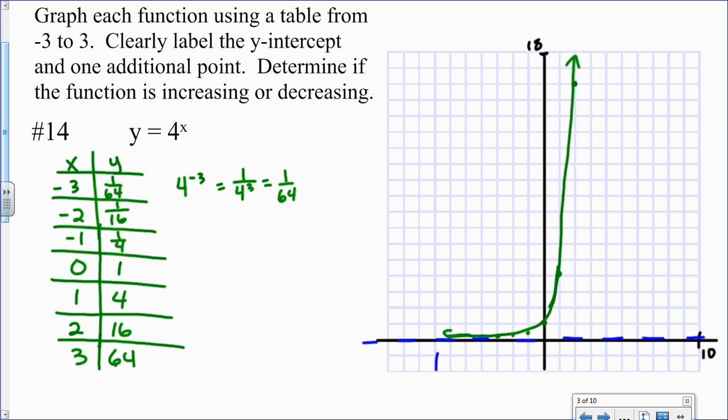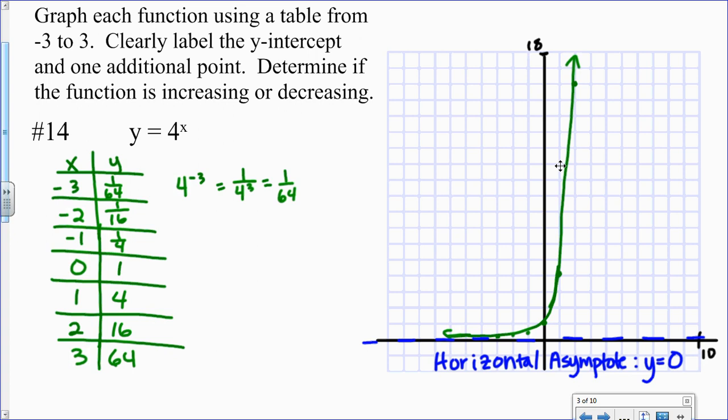So there's a horizontal asymptote, and the equation of that is y equals 0. Because you're approaching 0, your y values are approaching 0, but they don't ever reach 0. So all exponential functions have horizontal asymptotes.